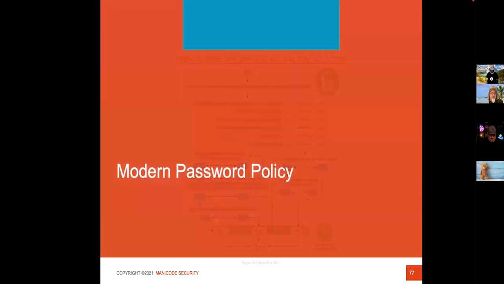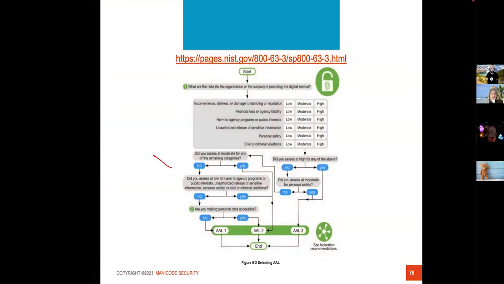And I look at the workflow here, in the same standard right here. If the only risk we care about is losing sensitive data, and that risk level is low, then we should be at AAL level 2. Honestly, any kind of password-only authentication for sensitive data is really a bad idea in 2021. I think we all agree on that.